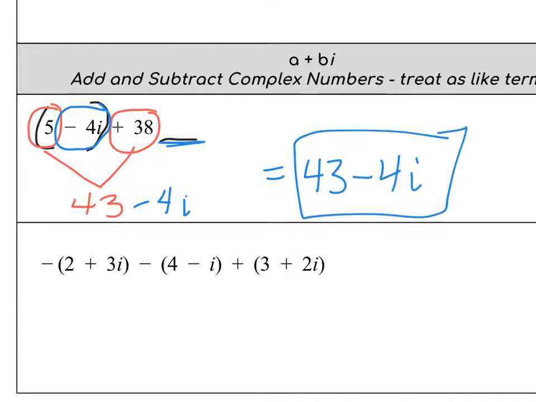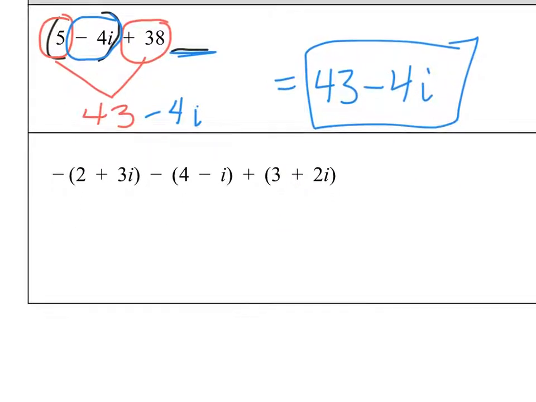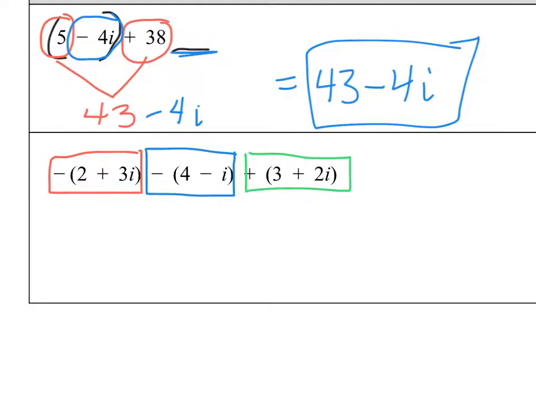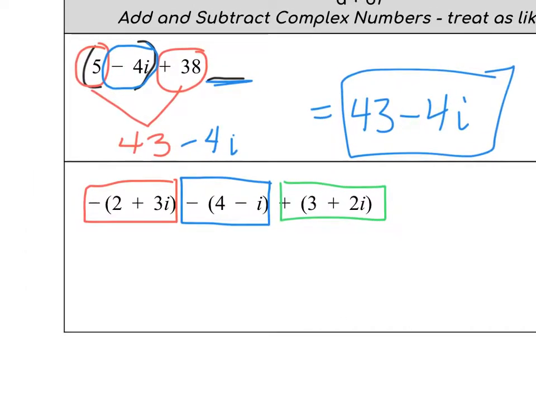That's our answer. Now on this second example, it's a lot more complex in that we've got 3 different complex numbers to deal with. We've got this first group, this second group, and this third group. And the thing that we need to keep in mind is we're going to need to distribute the negative to both parts inside the parentheses.